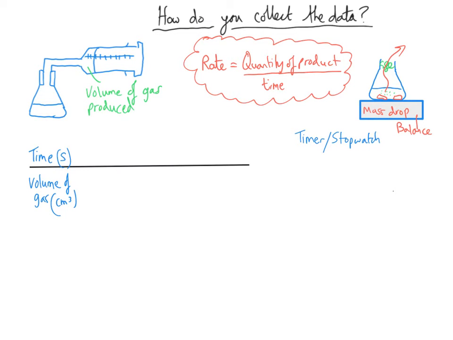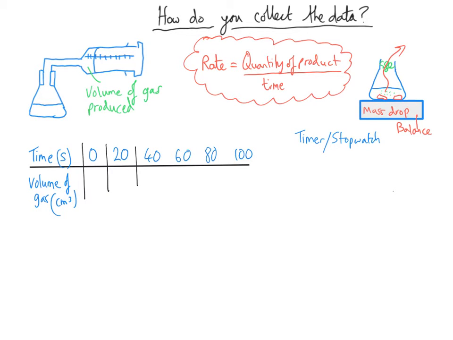But let us start by having a look at the volume of gas produced experiment. And so what I'll do is I'll just quickly fill in some numbers. We would maybe measure the volume of gas that had been produced at regular intervals, perhaps every 20 seconds. And so that's 100 seconds of collecting data.